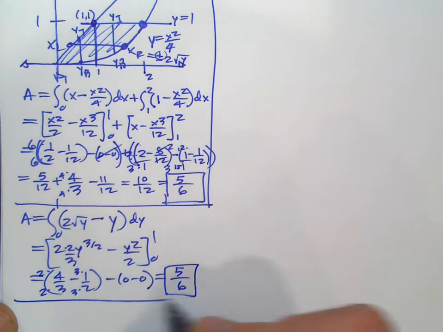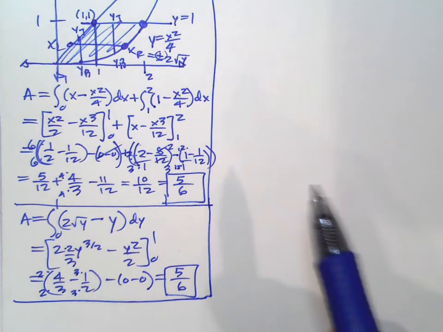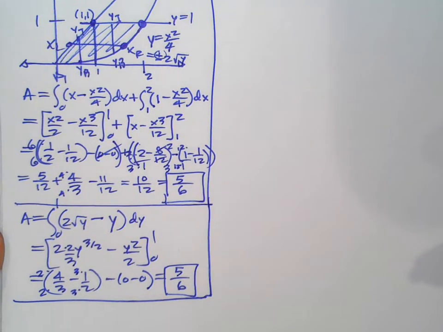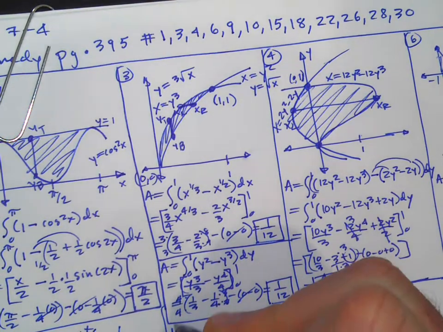I think that was a little easier. Right? I don't know. A little. I think it's worth it. 5/6, same way either way, horizontal or vertical. Okay.